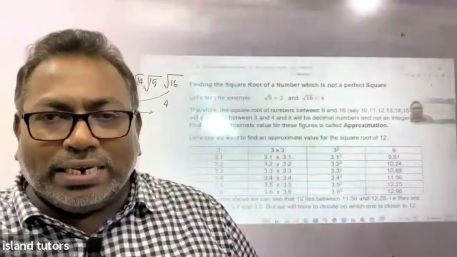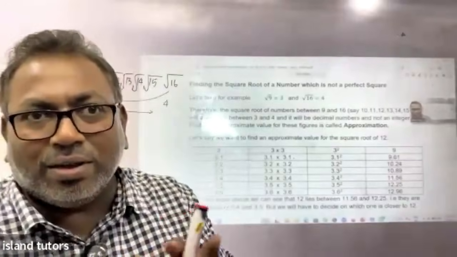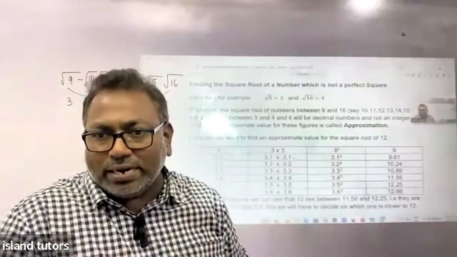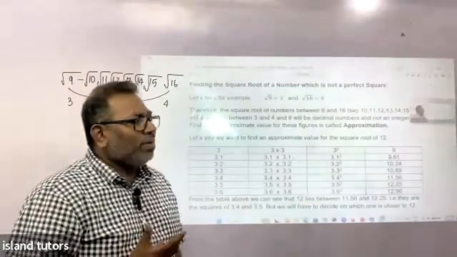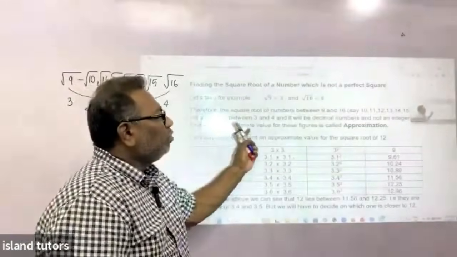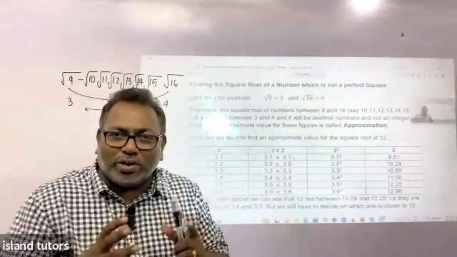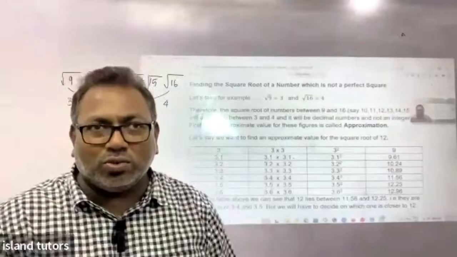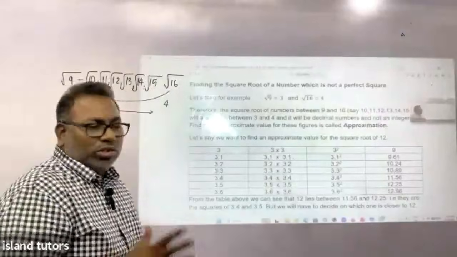Obviously, the square root of 9 is 3, the square root of 16 is 4. So if you want to find the square root of 10, it's going to be a decimal number. Why? It's going to be between 3 and 4. So if I want to find the square root of one of these numbers, I have to do something called an approximation. What do we mean by approximation? We are trying to find a value which is going to be closest to the right answer. You don't get the exact value, you might get a value closest to that.